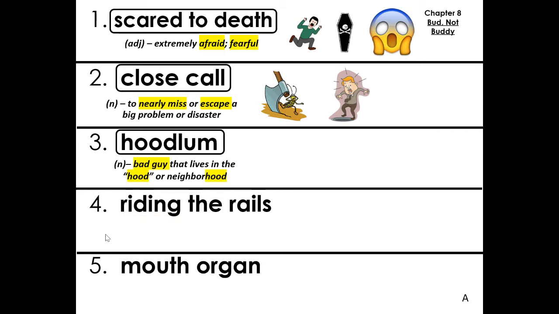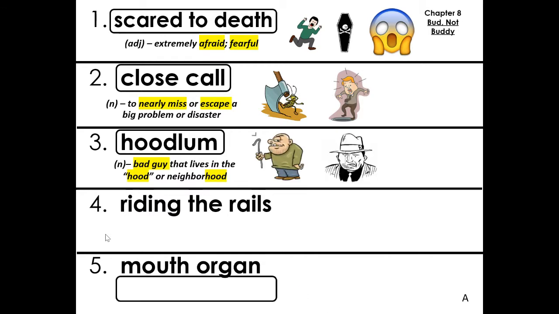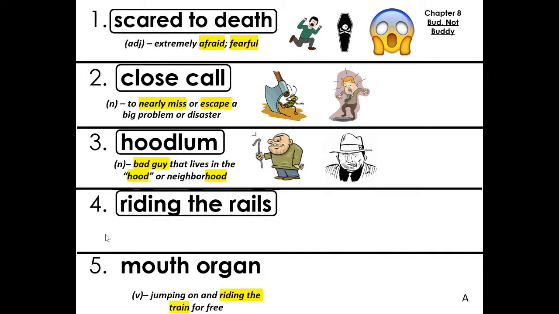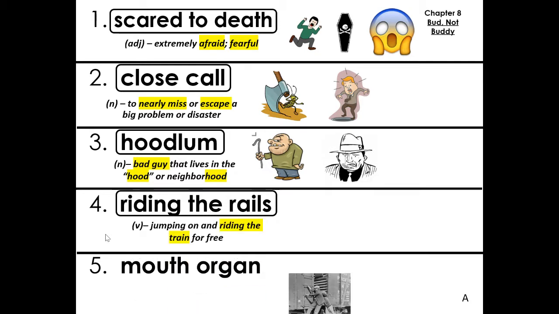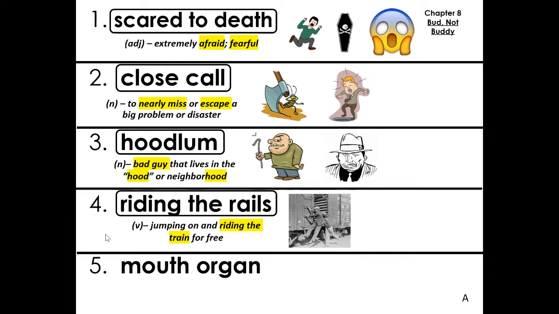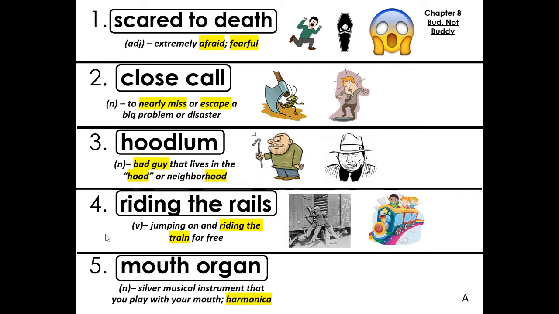Hoodlum means a bad guy that lives in the hood or neighborhood. So I highlighted bad guy and hood. 4, riding the rails, jumping on and riding the train for free. I highlighted riding the train. And mouth organ, a silver instrument that you play with your mouth, a harmonica. And I highlighted harmonica.